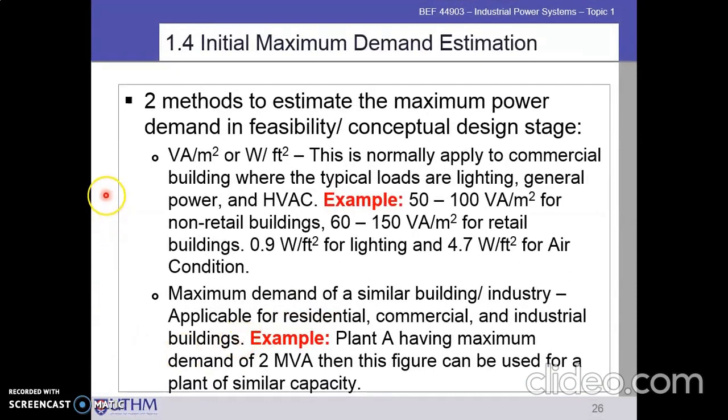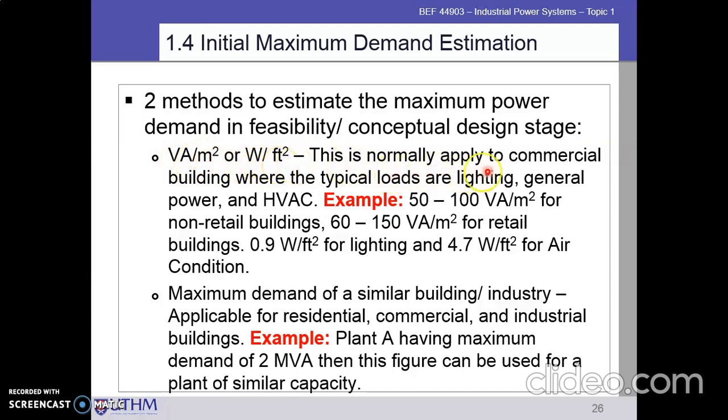Okay, initial maximum demand estimation. We have to know the maximum demand for that industrial plant to make sure that the voltage supply is enough. There are 2 methods to estimate the maximum power demand in the feasibility or conceptual design stage. The first one is VA per m squared or watt per feet square.